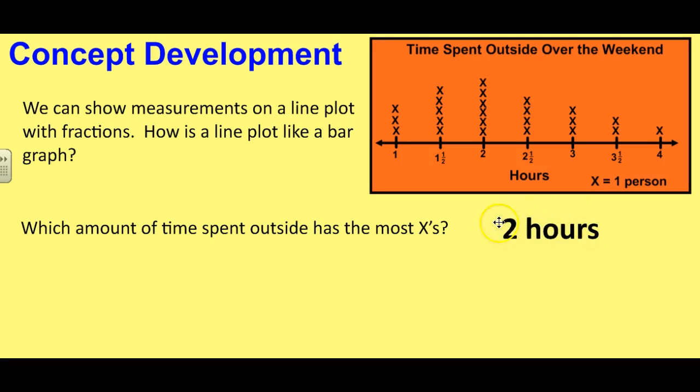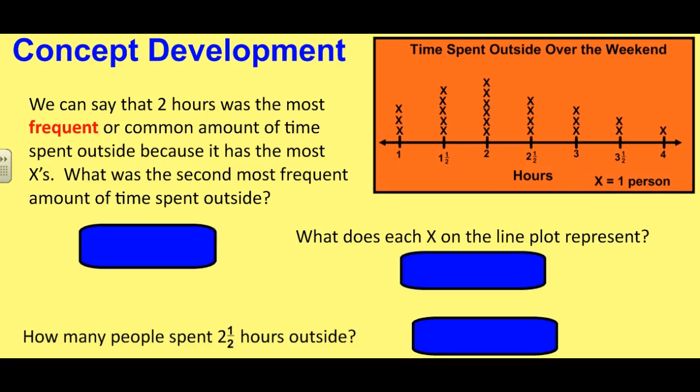Okay, so the amount of time where most people were outside over the weekend was 2 hours, because you can see here that it has more X's than any other hour. Okay, so we can say that 2 hours was the most frequent or common amount of time spent outside because it has the most X's.